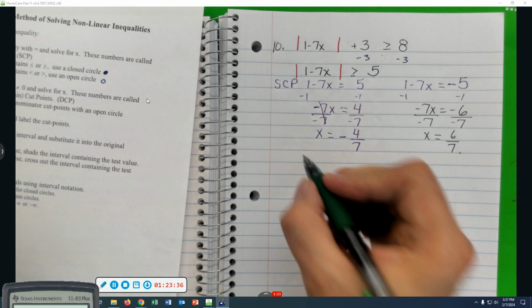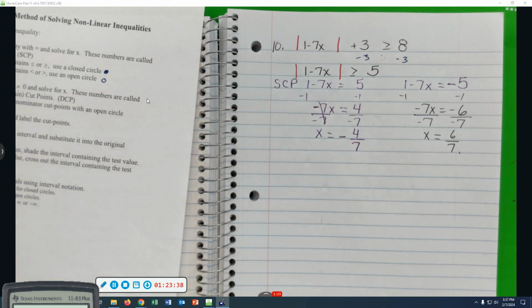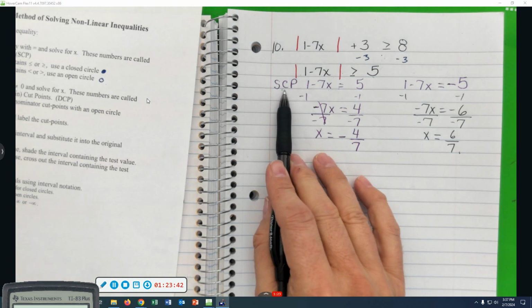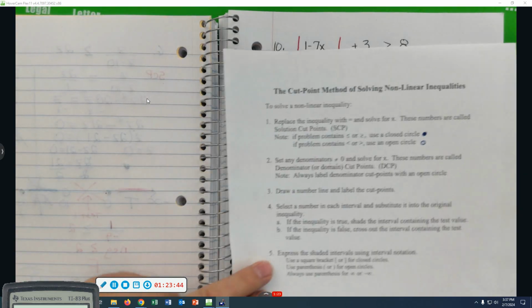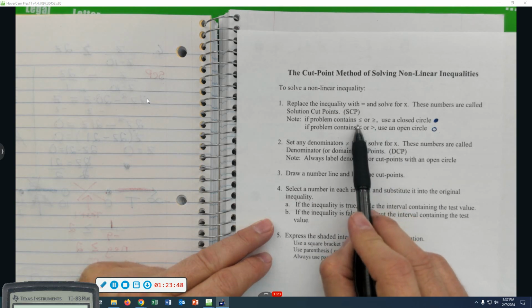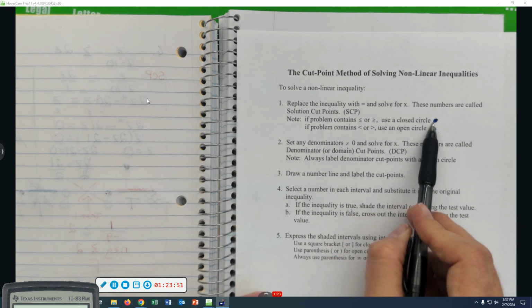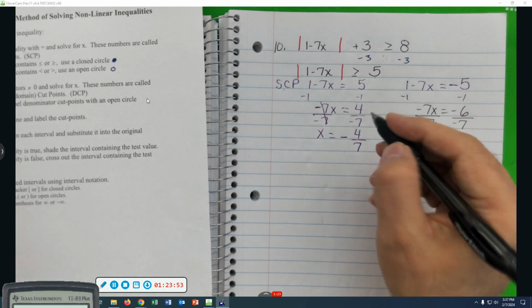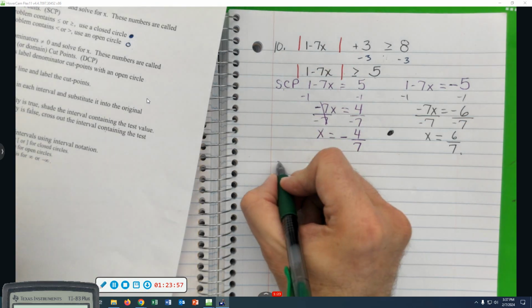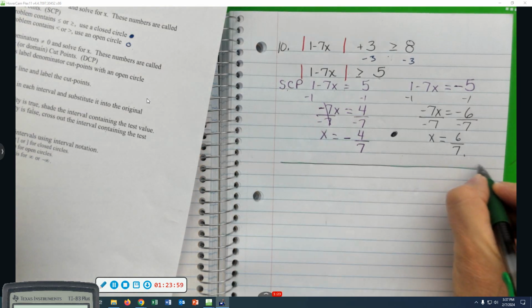So draw your number line. Hey, wait, I forgot to ask. Open or closed circle? Closed. Since it's a solution cut point, you look at the symbol. If there's an equal sign on the symbol, it's a closed circle. Okay? So closed. Let me make a note of that. I'm going to draw.